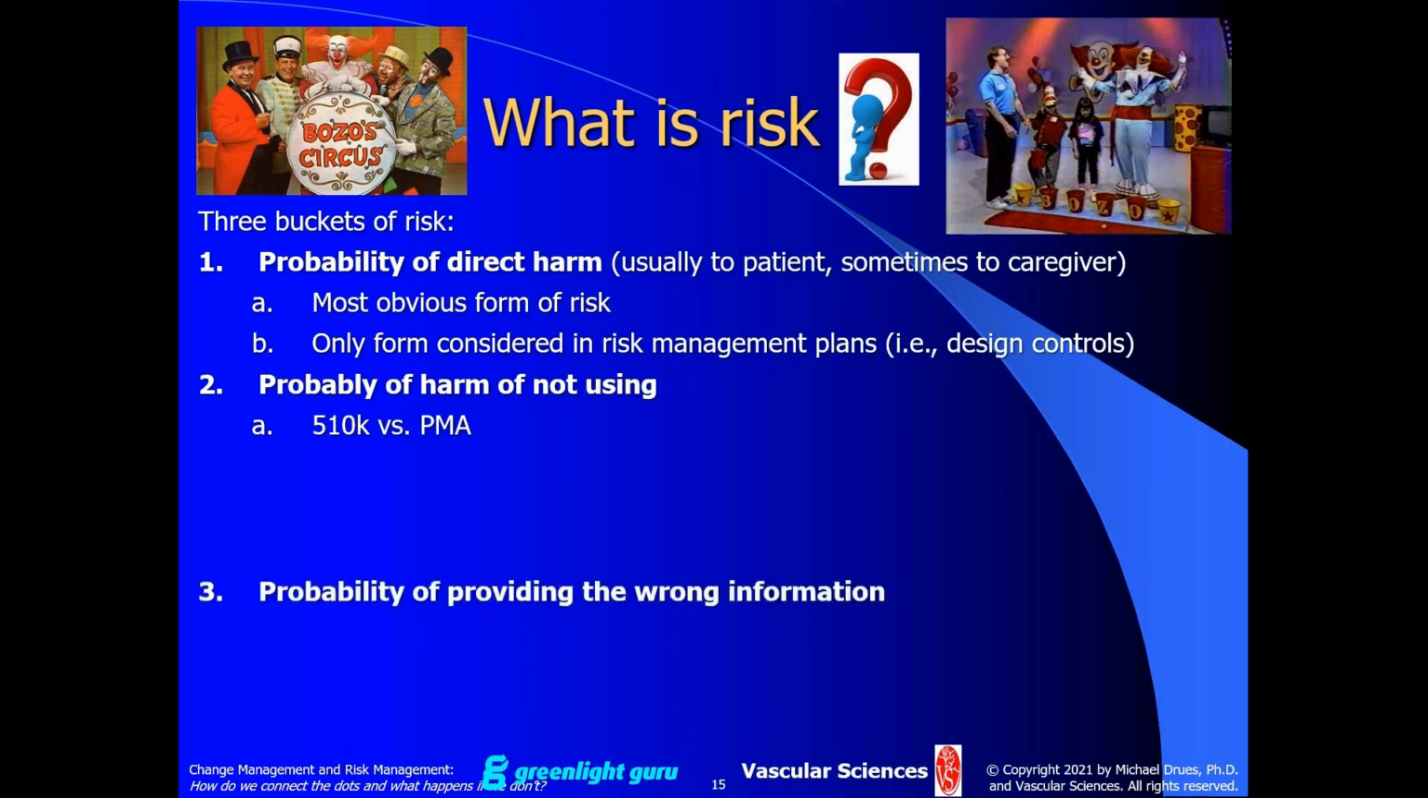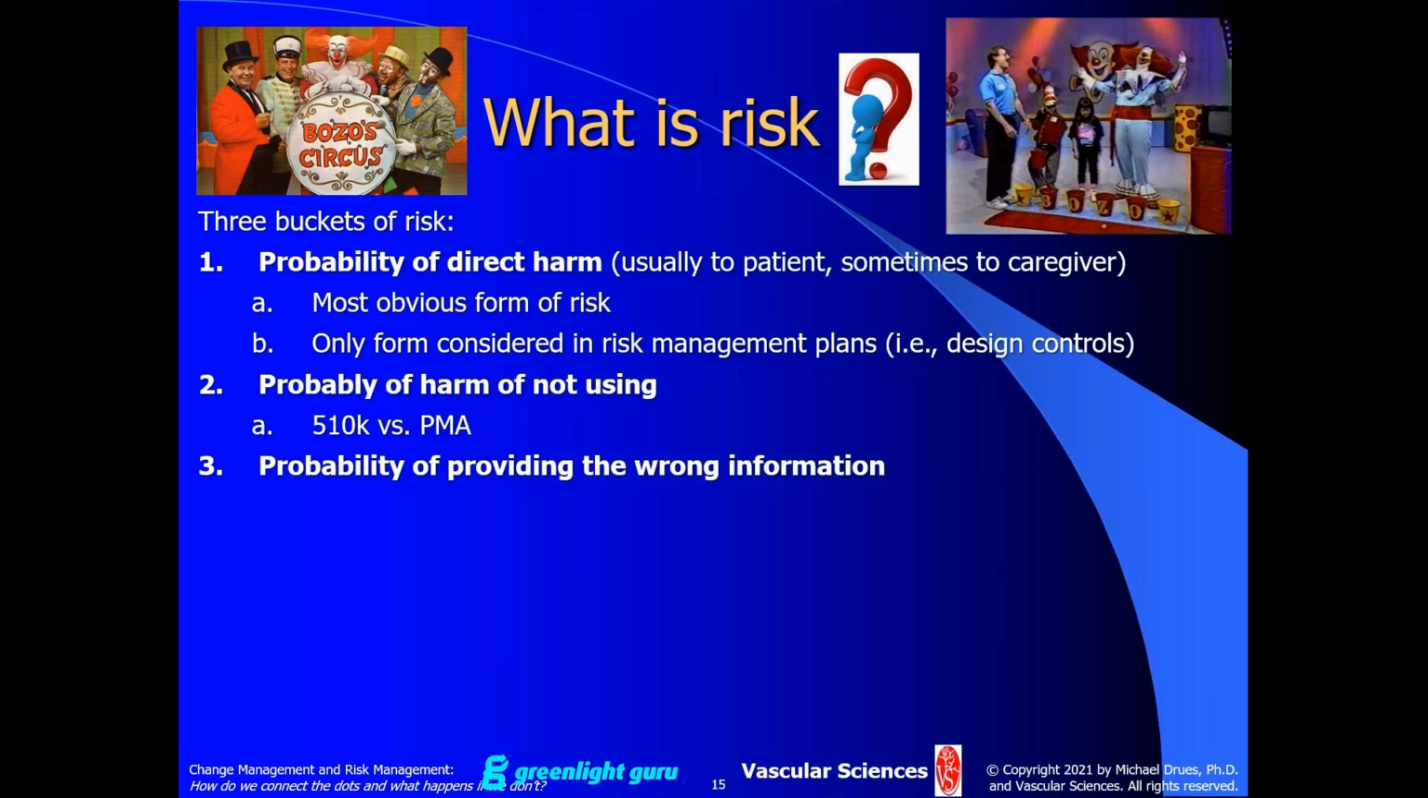And finally, we get to bucket number 3, the probability of providing the wrong information. This is endemic in all devices that are conveying what I call actionable intelligence. For example, diagnostic devices. Could be a telemetry monitor like an EKG monitor. It could be an in vitro diagnostic. It could be an imaging system like an X-ray or ultrasound or CT or something. It doesn't matter. It's endemic in all devices that are conveying information. For example, false positives and false negatives.